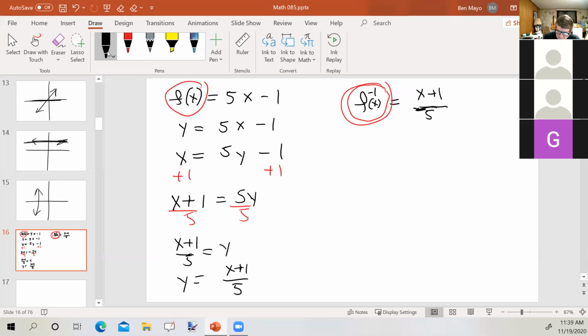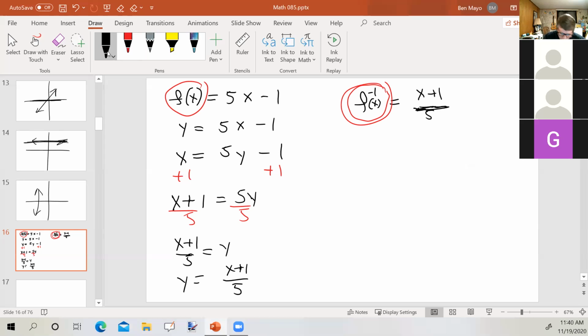So again, the 4 steps. Step number 1, we replaced f of x with y. Step number 2, we swapped all the x's and y's around. Step number 3, we solved for y. Step number 4, we replaced y with f inverse of x function notation. All right. Any questions about that particular problem?